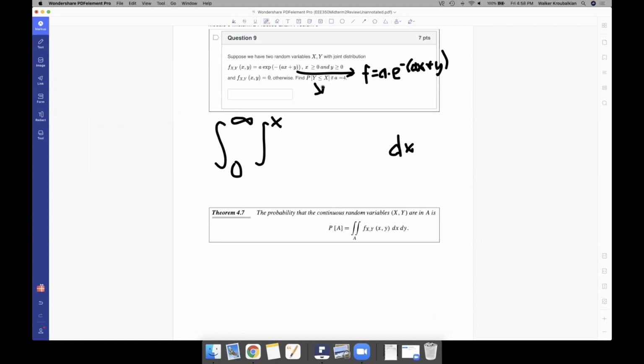Because the problem is asking for the probability that y is less than or equal to x, in our set A, y is less than x. So the upper bound of y is x, and the lower bound is also 0. And then we're taking the double integral of our PDF, which is a e to the negative ax plus y.